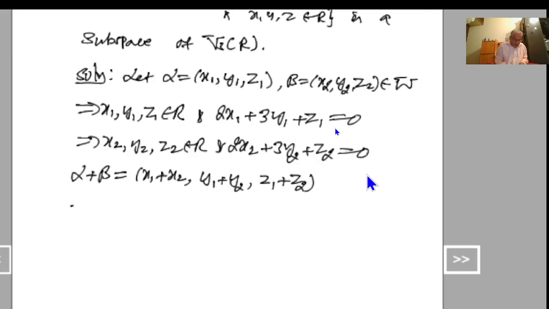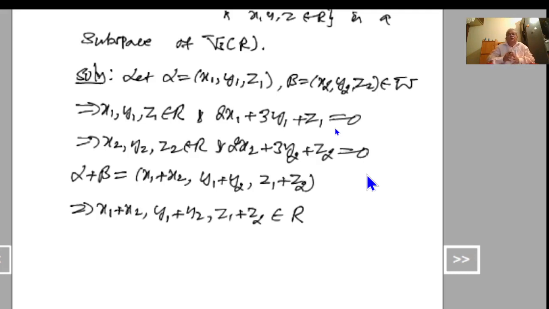Now this implies x1 plus x2, y1 plus y2, z1 plus z2 belong to R, because x1, y1, z1, x2, y2, z2 belong to R. And then we prove that we consider 2 into first element plus 3 into second element plus third element. If I get it equal to 0, then I can say that it belongs to W.